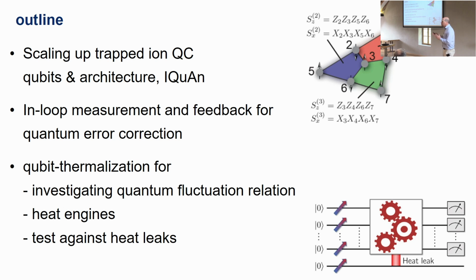So it is good for hybrid quantum computing, especially in the sense that we have seen in the last talk already, where the quantum computer is just a coprocessor to a high-performance machine and operates this. For quantum error correction, which I will briefly mention, we need in-loop measurements and feedback, and I talk about this. But for quantum thermodynamics, you need qubit thermalization also. So we talk about the spin degree of freedom of the ions.